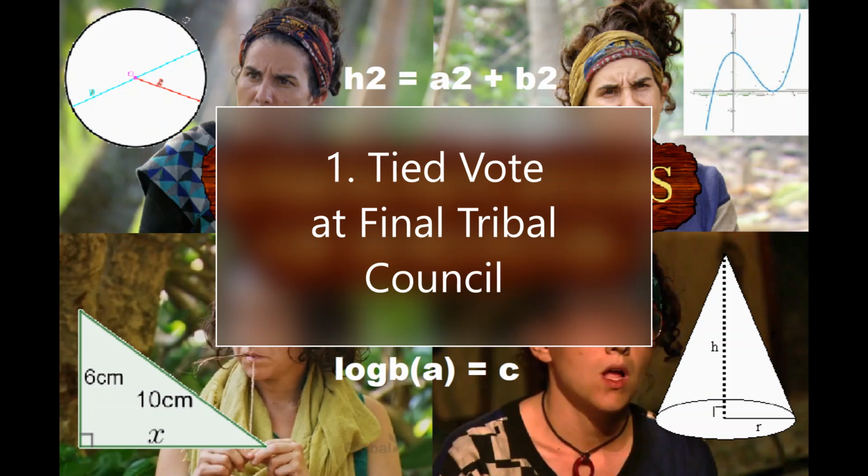Another alternative, if it is a final 3, and this is actually what I think would likely happen, is they would have a final 3 immunity challenge, where the winner eliminates one of the other 2 contestants, allowing for a winning amount of votes in a final 2.